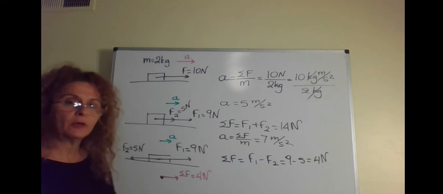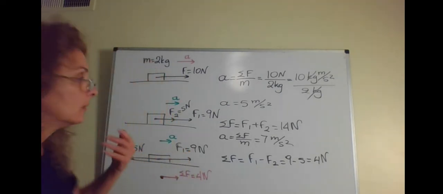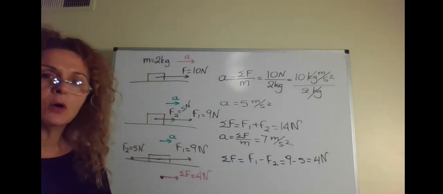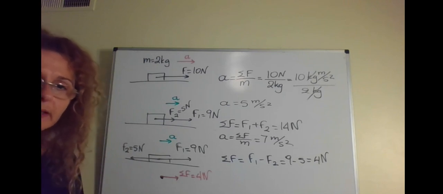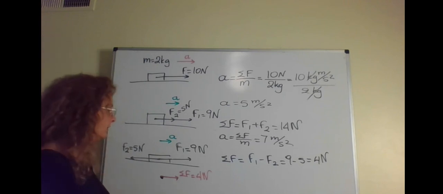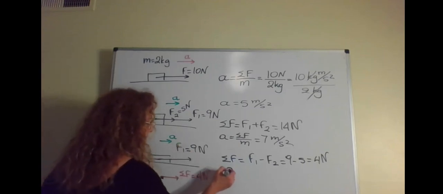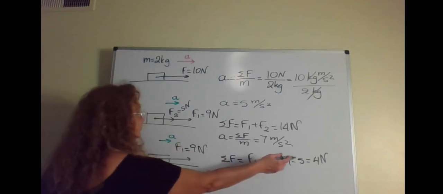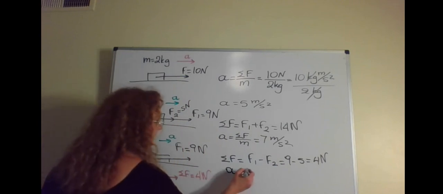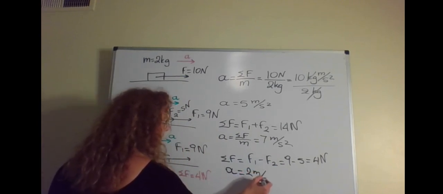Does it matter if we have 3 or more? No. Depending on their direction, we add them up or we subtract them. We find the total force and divide by the mass to find the acceleration, which in this case, for example, apparently it's 4 divided by the mass 2. It will be 2 meters per second squared.